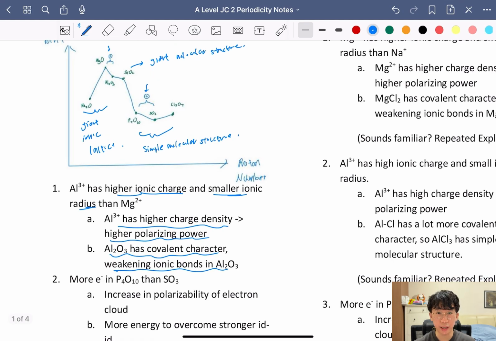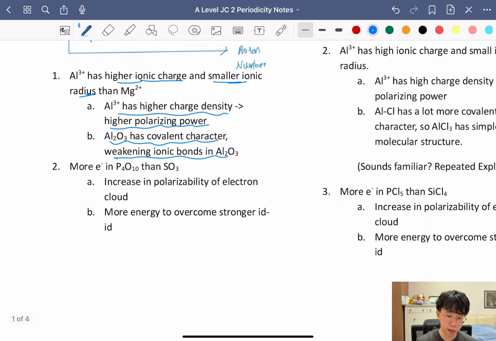Now if you look at the chart again above, you realize in anomaly number 2, your SO3 has a lower melting point than your P4O10. Well, this is because there's more electrons in your P4O10 than your SO3. We've also covered this in the chemical bonding masterclass, but remember that both of them have dispersion forces, and if there's more electrons in one of the simple molecular structures, this means there's increased polarizability of your electron cloud, and this makes it so that there's more energy needed to overcome the stronger instantaneous dipole-induced dipole, or dispersion, forces.